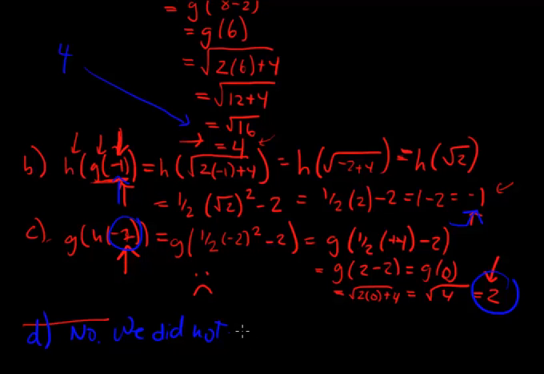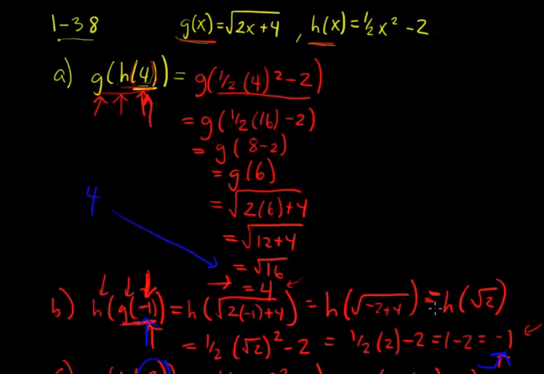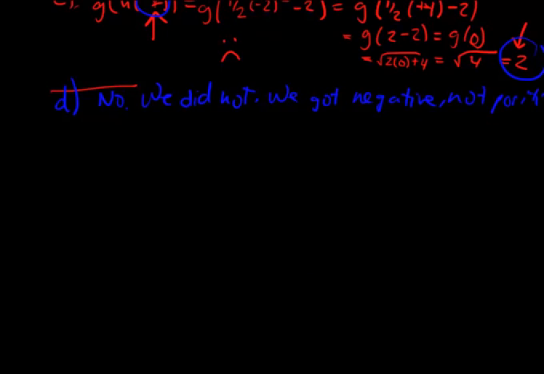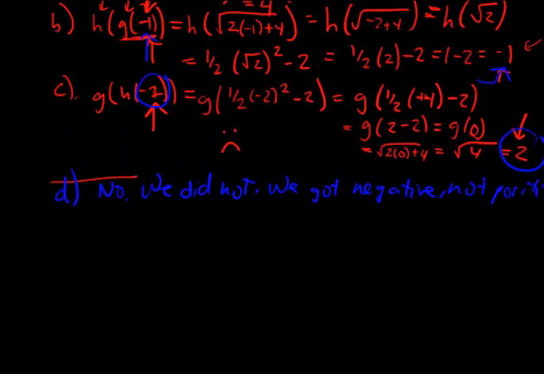What happened to part C? We got negative, not positive, 2. Oops. Got -2, not +2. What did I do? Oh my goodness. Oh, here we go. We got -2, not +2.